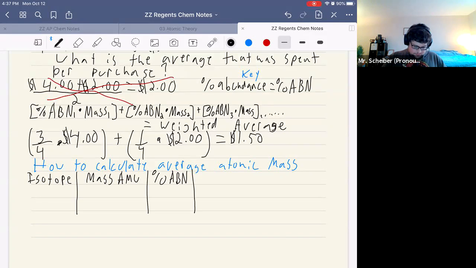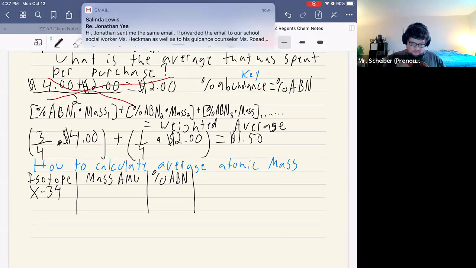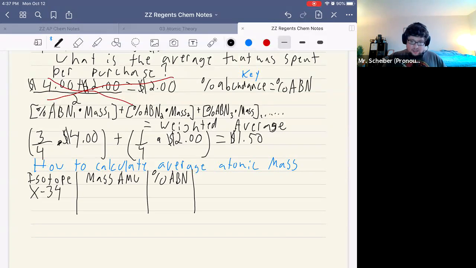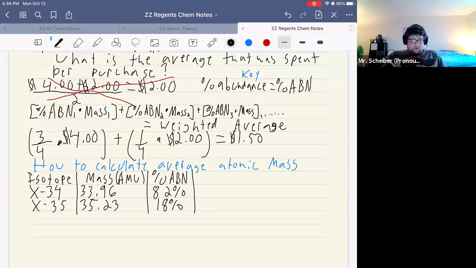Okay, so X34, and I'm making these up, X34 has a mass of 33.96, and it has a percent abundance of 82%. Okay, and then X35 has a mass of 35.23 AMU and a percent abundance of 18%. So how do we calculate the total percent abundance?